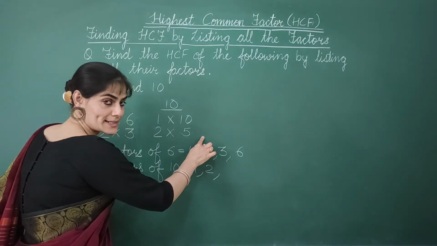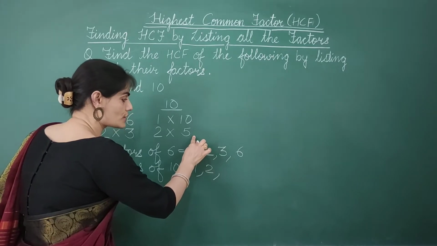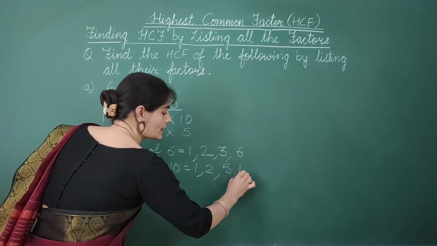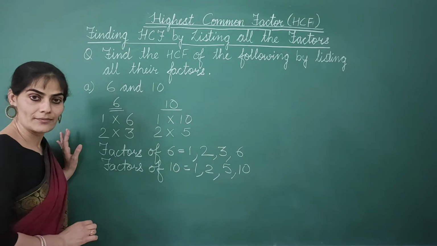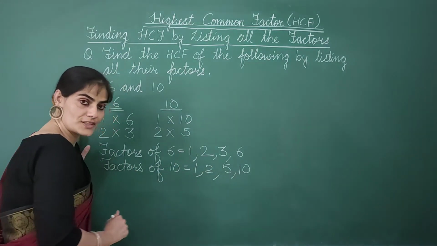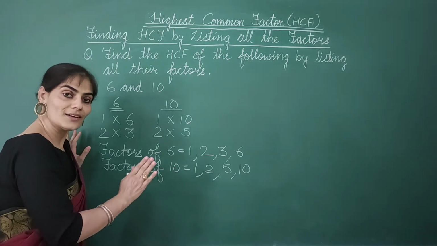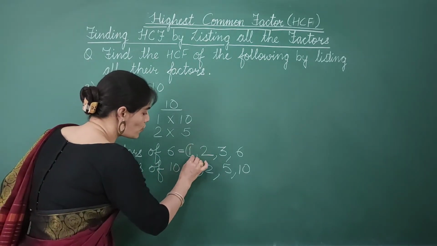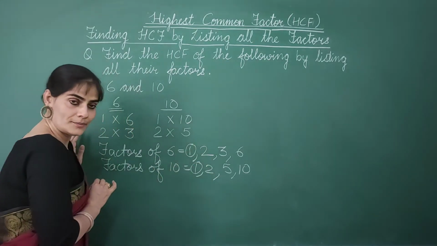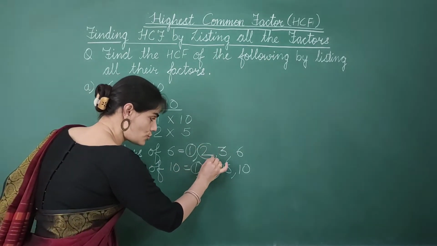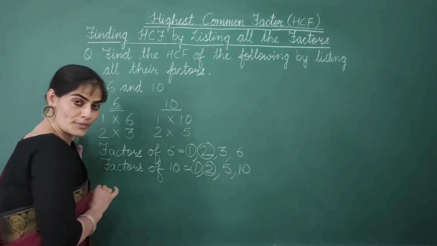Now I move to the right side and I start writing from the bottom. It is 5 and finally it is 10. These are the factors of 10. Now from these factors we are going to select the common factors. So 1 is the common factor. Next is 2. 2 is also the common factor.